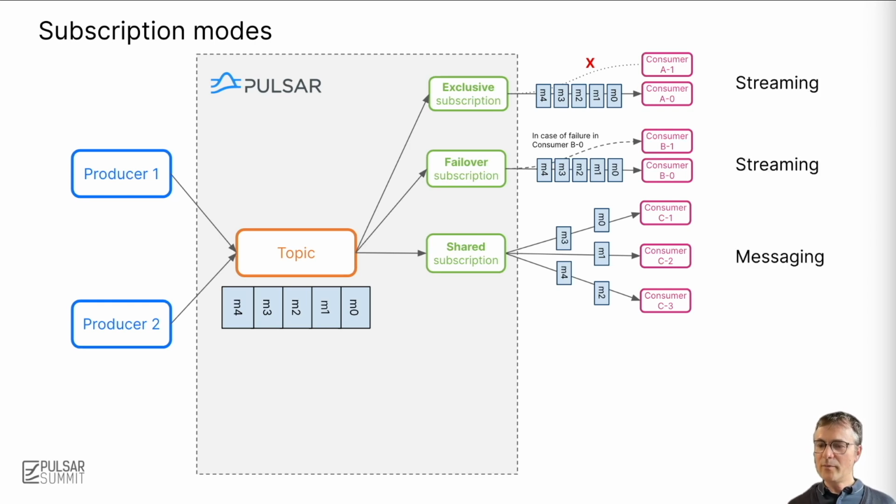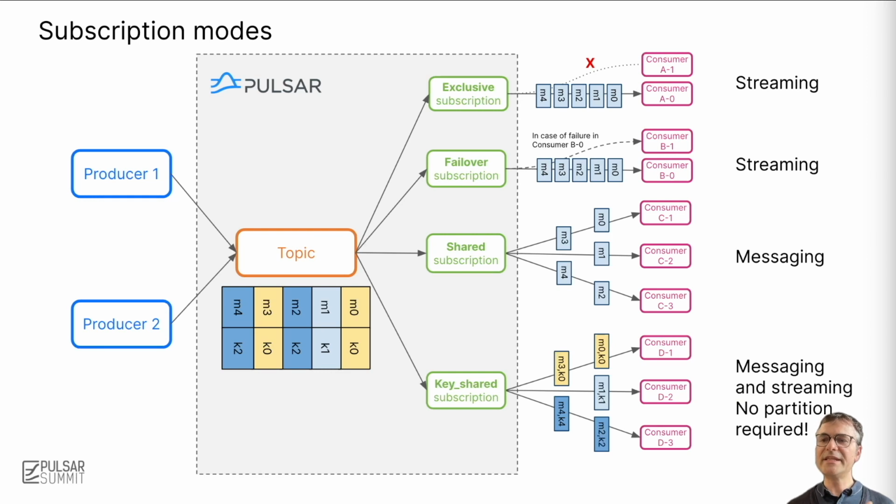So when we are talking about these different subscription modes, we talk about how some of them are more useful in messaging domains versus streaming use cases. So failover and exclusive are very useful for streaming, and shared is useful for messaging, right? For message queue. Now, what if you need to scale your consumers to consume the messages as fast as possible, like the shared mode, but you still need to process the messages in the right order?